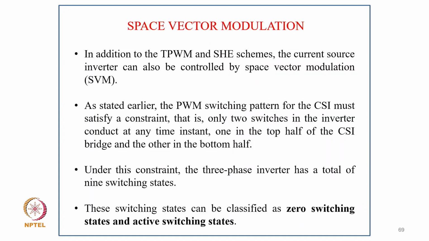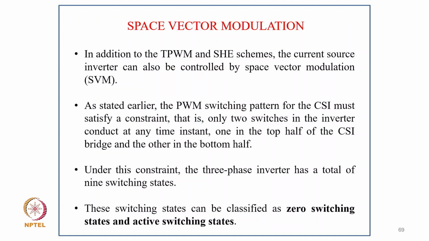So coming now to the third modulation technique, which is used in voltage source and here also in the 3-phase current source inverter. In addition to the PWM, selective trapezoidal modulation and selective harmonic elimination, the current source inverter can also be controlled by space vector modulation scheme. As stated earlier, the modulation switching pattern for the current source inverter must satisfy a constraint: only 2 switches in the inverter conduct at any time instant, one in the top half of the CSI bridge and the other in the bottom half.